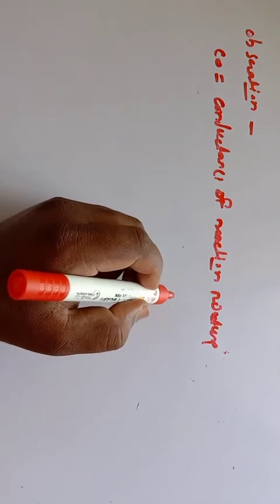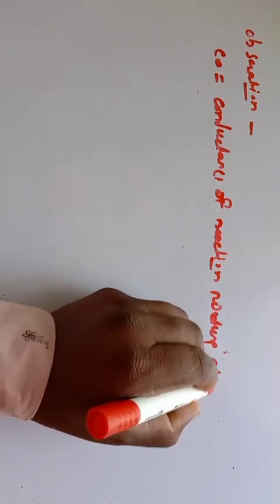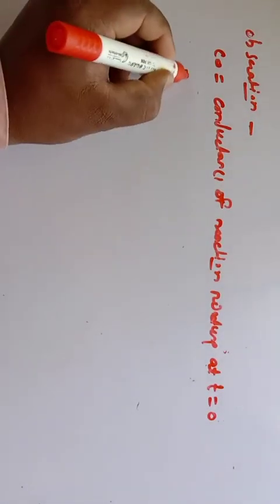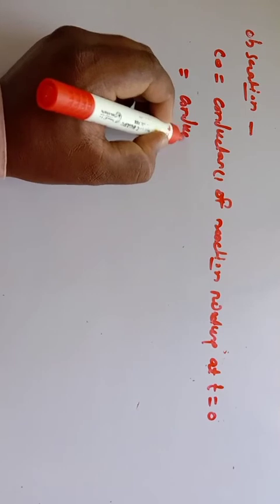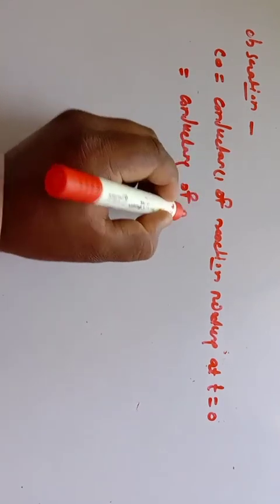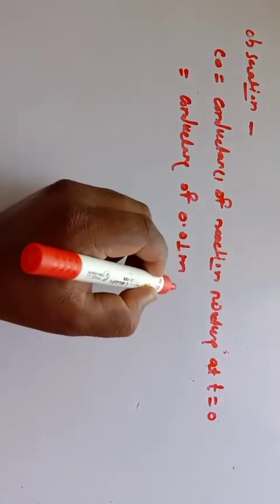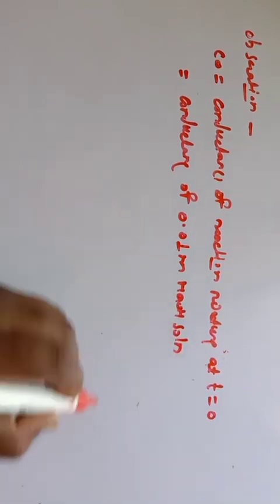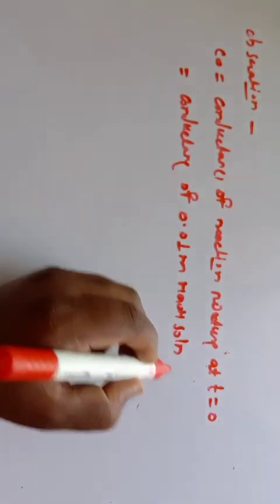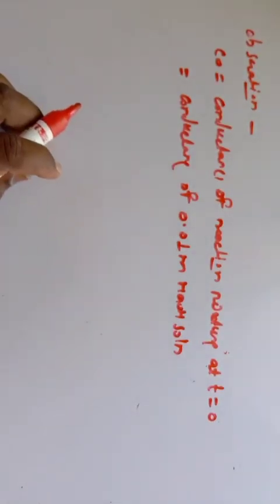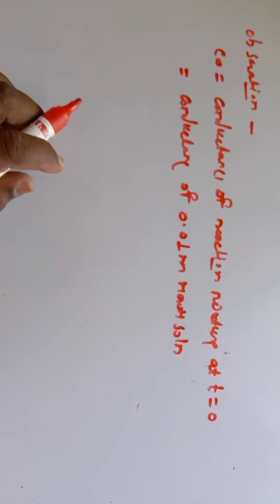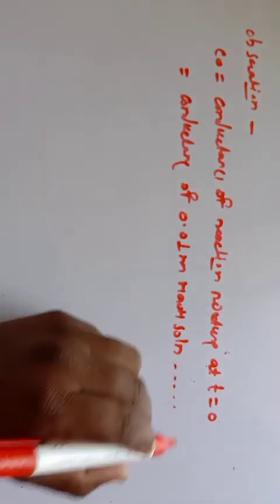Conductance of the reaction mixture at t equal to 0 is equivalent to the conductance of 0.01 molar NaOH solution. So C0, the conductance of the reaction mixture at t equal to 0, corresponds to the conductance of 0.01 molar NaOH solution. So whatever the conductance here.